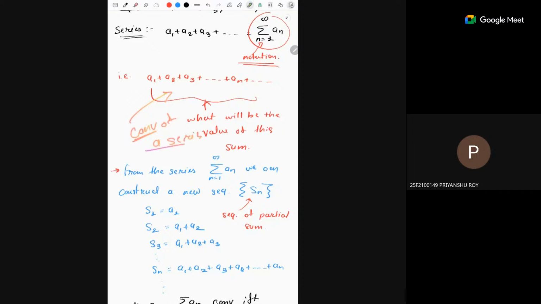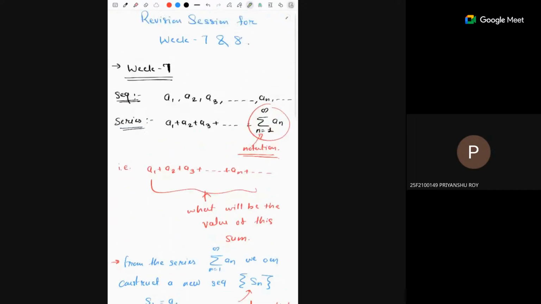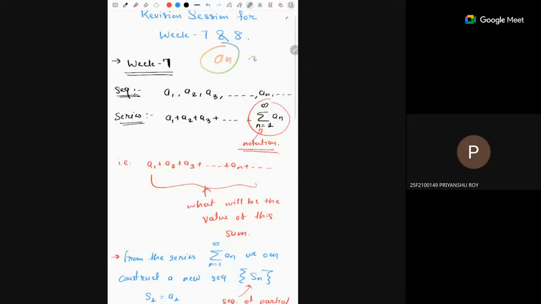Okay, so this is the thing we want to understand. For that, we know what we understand by convergence of a sequence. So we will try to assign a sequence to this particular series. I have one original sequence a_n, and I am adding all the infinite terms of this sequence and constructing a series. So a_n is a sequence and summation a_n is a series.